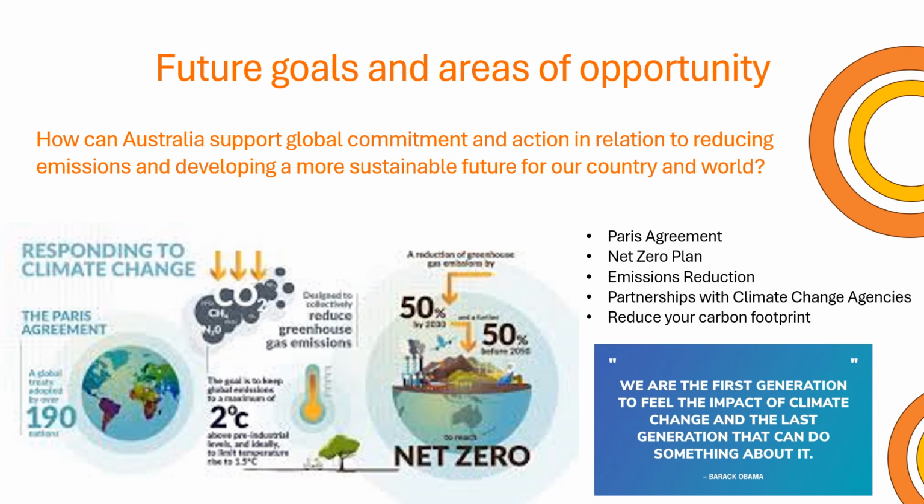There are many things we can all do to reduce our carbon footprint, such as using cars less, reusing and recycling, purchasing locally produced products, and choosing plant-based alternatives over meat more often. As Barack Obama once said, we're the first generation to feel the impact of climate change and the last generation that can do something about it.